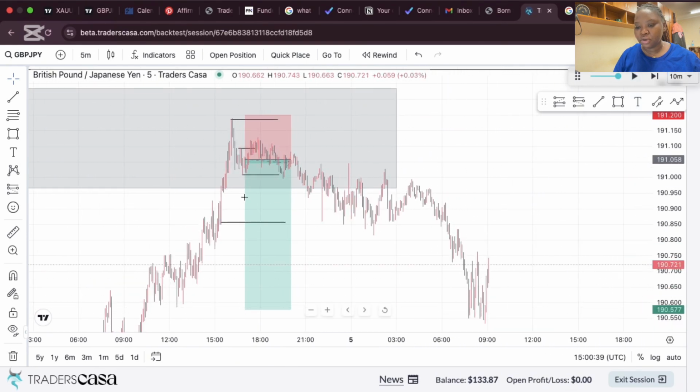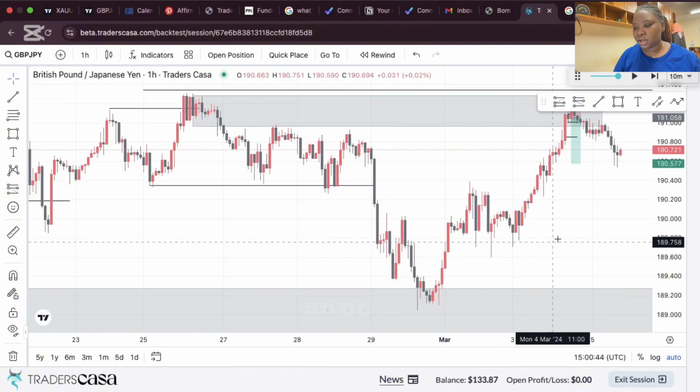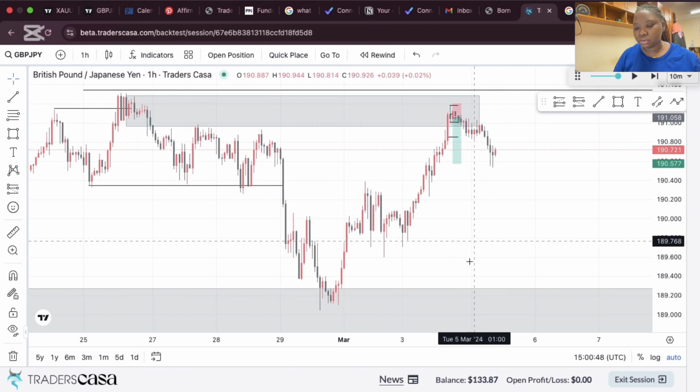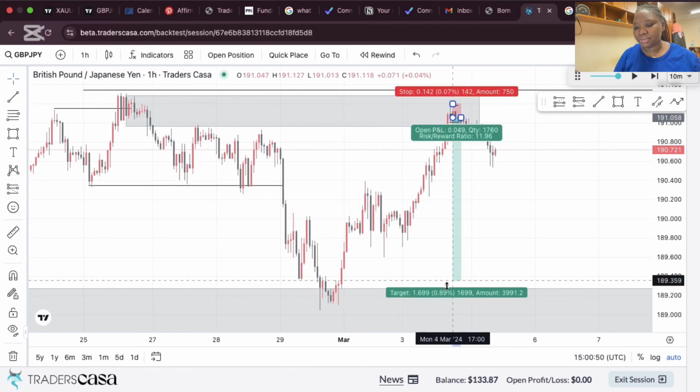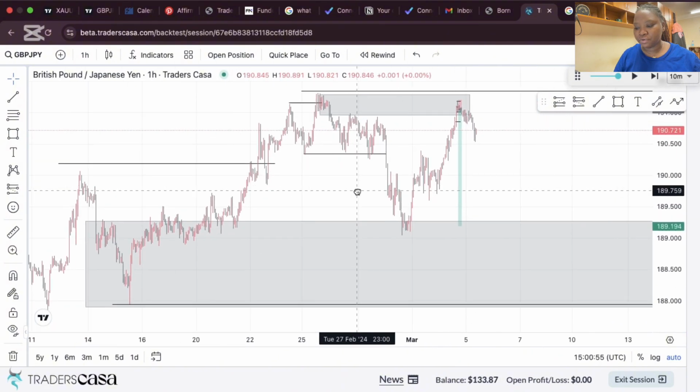That is it. So we actually hit our TP, and let's go back to the 1 hour to see what happens. Right, we need to sell on the 1 hour, we need to sell until price gets to this zone here before we start looking out for buys.